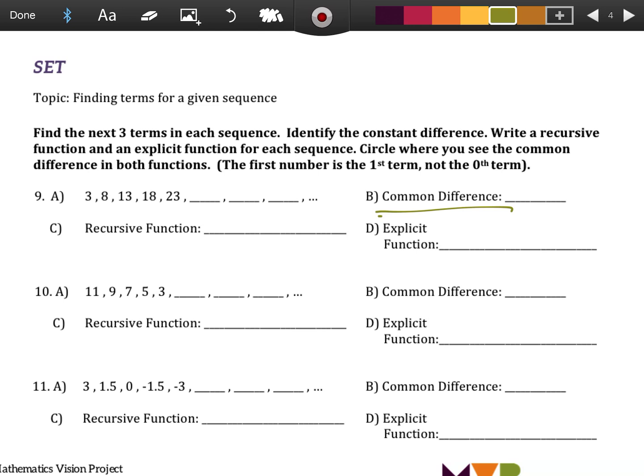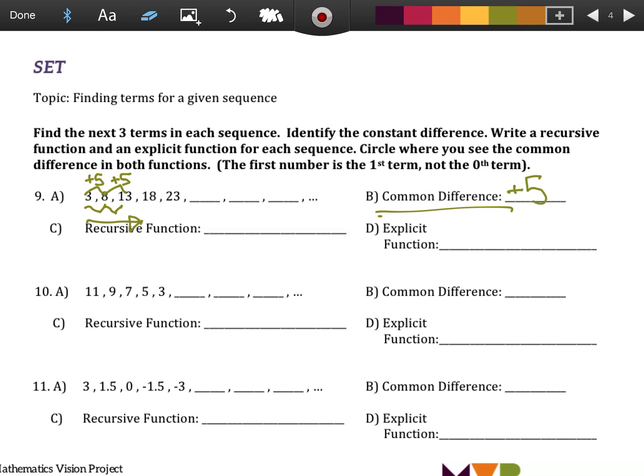Common difference, I think, is the easiest thing to do. So what's the difference from 3 to 8? And is that the same difference from 8 to 13 if we're moving towards the right? Well, if I start at 3, and if I add 5, that gets me to 8. And if I go to 8 and then bounce to 13, I add 5 more. Is this consistent with the other numbers? Sure is. So we say our common difference is 5. And so every time we move to the right, we're adding 5 more.